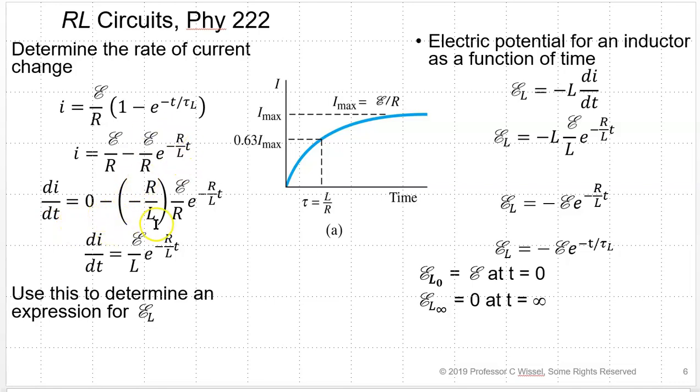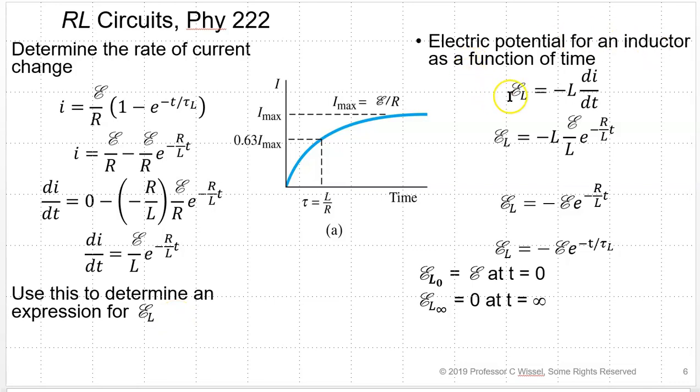It becomes minus the quantity minus R over L times E over R times the exponent minus R over L times T. We can simplify this a little bit. We can say di dt equals E over L times the exponent minus R over L times T. Now, this is the time rate of change of the current through the circuit. We can plug this in and use it to determine an expression for E across the inductor.